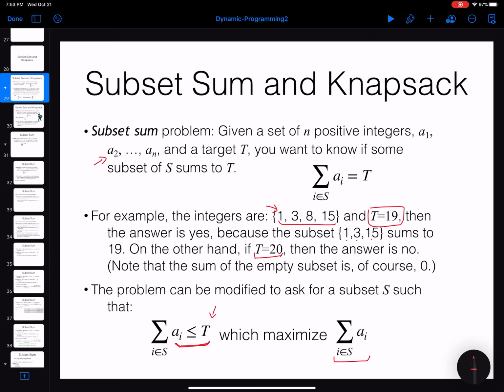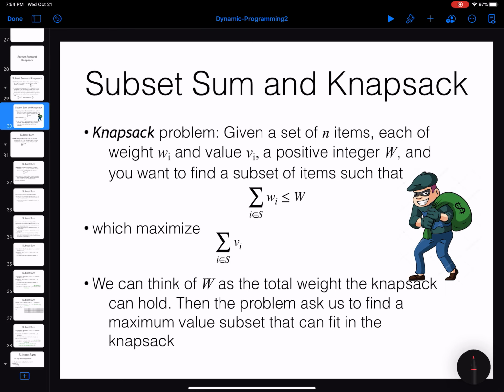Okay, so in the previous example that I have, the set of numbers 1, 3, 8, and 15, and the target number t, the optimal answer is going to be to take 1, 3, and 15. The summation of these numbers is going to be less than or equal to 20, and this is the maximum number that you can actually get. So actually knapsack is something very similar to the extended version of subset sum.